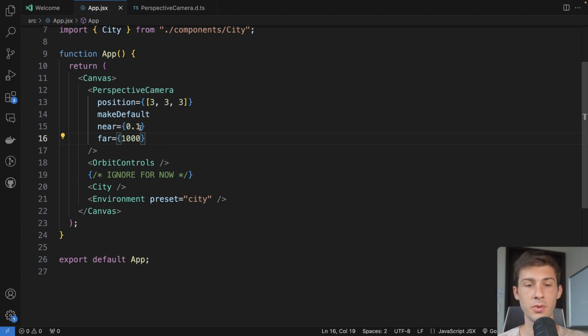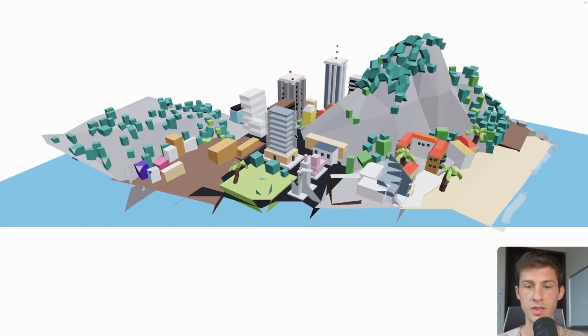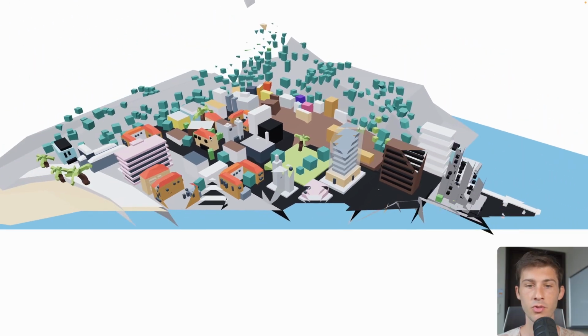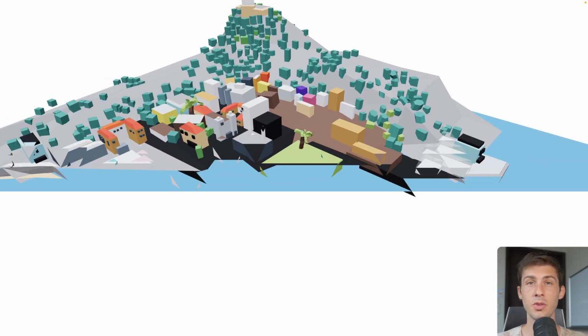To better understand what it means, let's change the values. For example, let's say near 5 and far 8. Now we can see our city is truncated because everything before 5 is not rendered and everything further away than 8 is also not rendered. You can use the orbit controls to see that it's not the city that is not rendered, it's really based on our camera position and the distance from it. You might need to alter these properties for some rendering effects, but also for performance optimization.